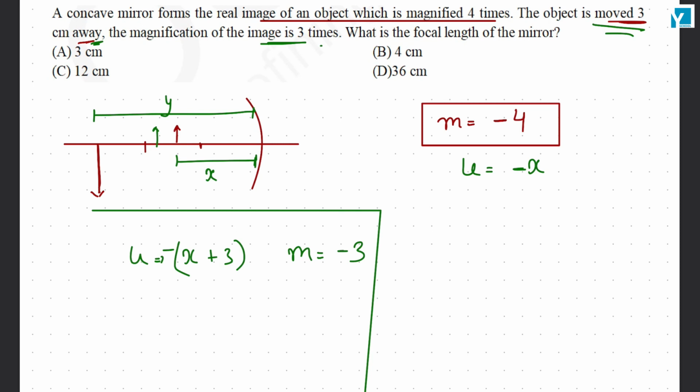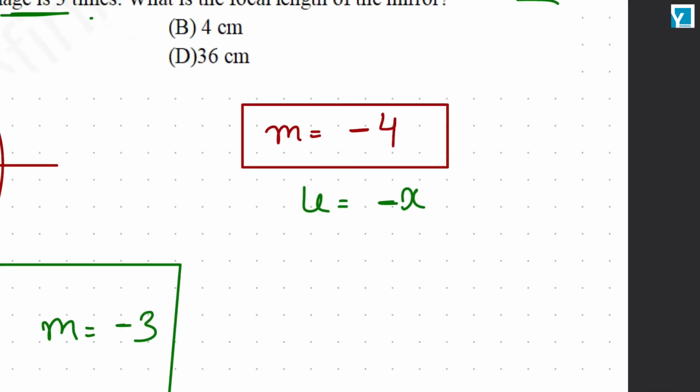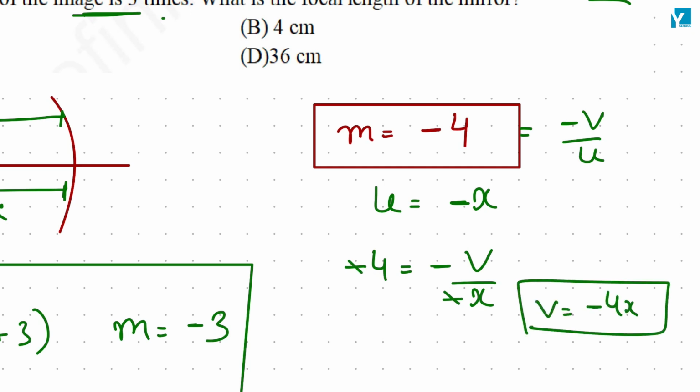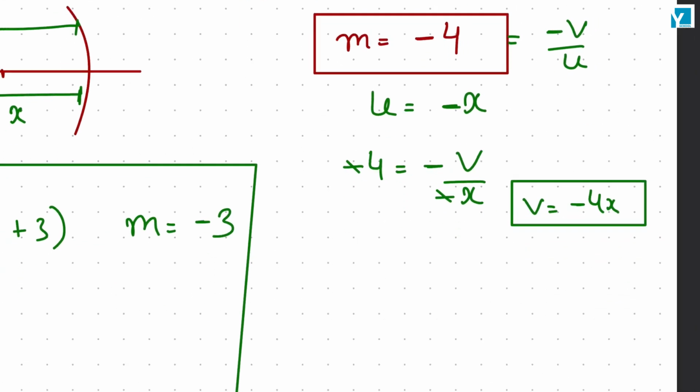So how can we solve for the focal length in this question? Let's solve for the v first. And in any scenario, if we get v out, we can solve for focal length. So in this case, we can write m, which is equal to minus 4, equal to minus v upon u. So minus 4 is equal to minus v upon minus x, and v is equal to minus 4x. We can solve for focal length right here.